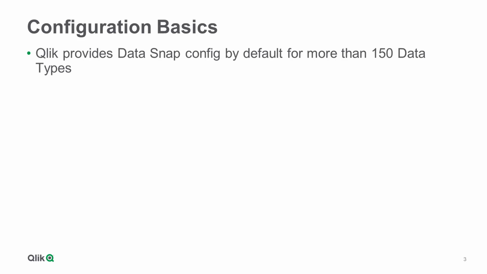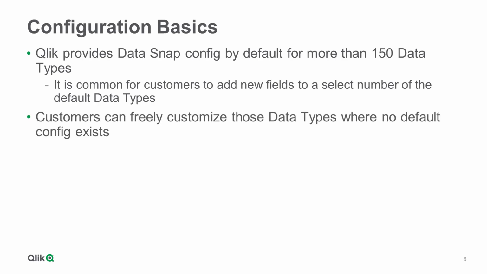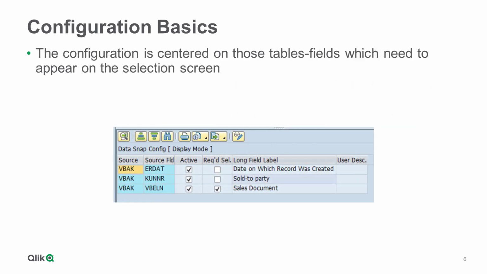Qlik provides default config for more than 150 data types. It's common for customers to add new fields to the DataSnap screen for a select number of data types. Customers are free to customize those data types where no default configuration is provided. The configuration is centered around the tables and fields which need to appear on the selection screen. Additionally, there are settings available for defining active and required selections.